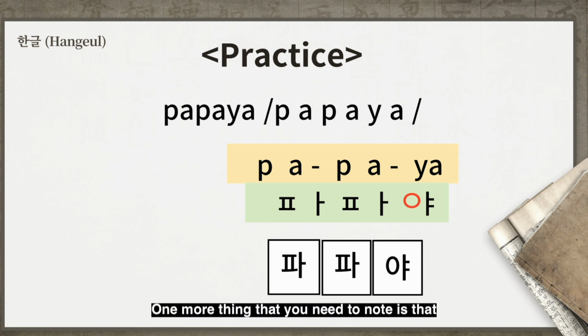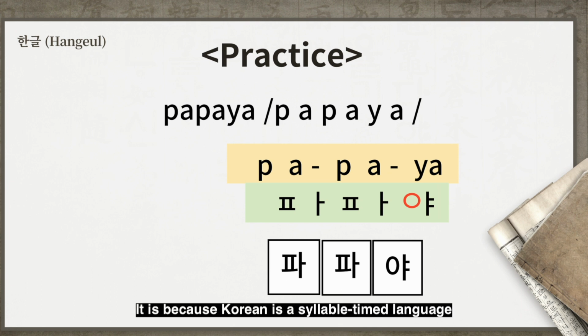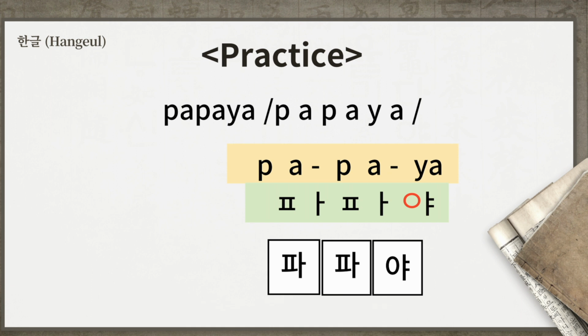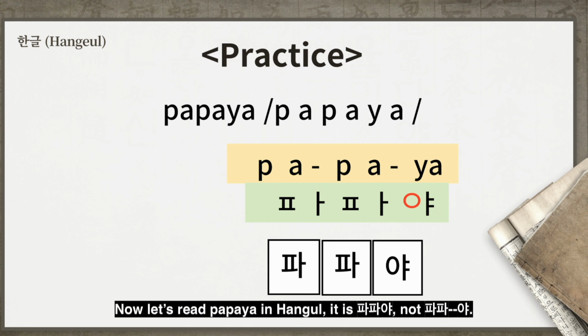One more thing that you need to note is that there is no stressed syllable in a Korean word. It is because Korean is a syllable-timed language, while English is a stress-timed language. In a syllable-timed language, each syllable takes the same amount of time. Now let's read papaya in Hangul. It is papaya, not papaya.